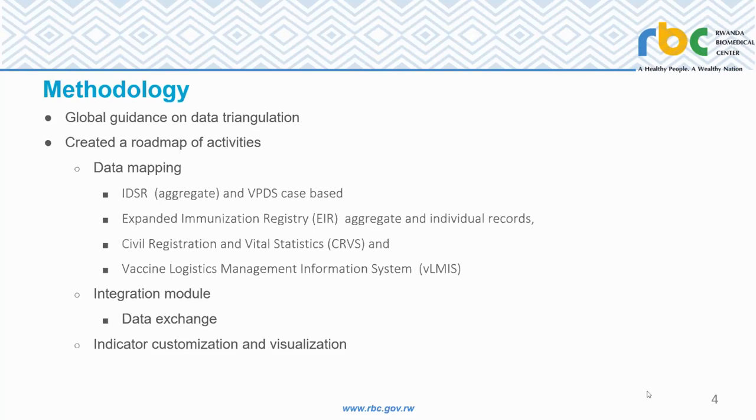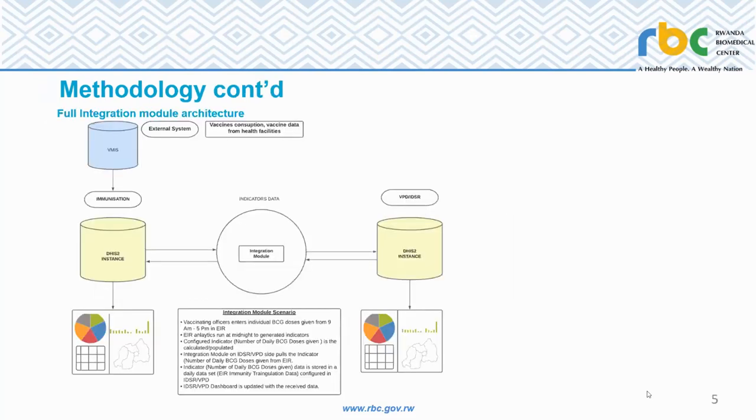developed. The other activity we conducted is the customization and visualization of indicators. So we customized indicators in the systems and integrated programmatically informative dashboard visualizations for national and subnational levels. This is a picture of the architecture of the integration module. You can see in the middle, the whole idea is to make sure that the integration module helps these multiple systems to communicate with each other, so that data can be accessed and the dashboard can also be created.